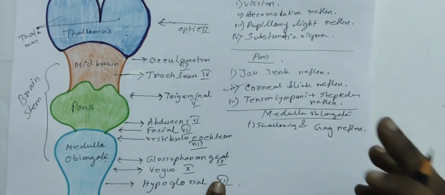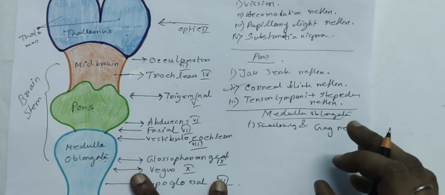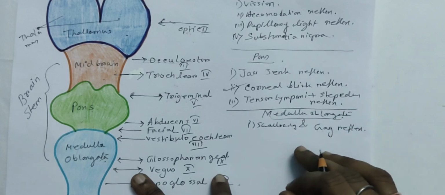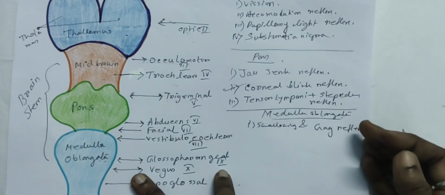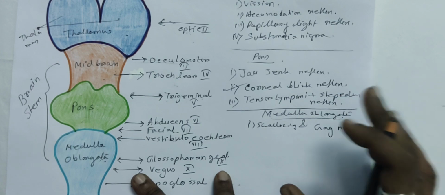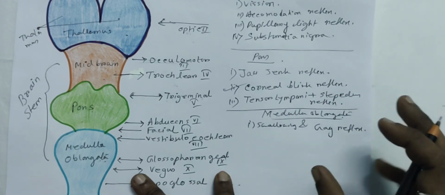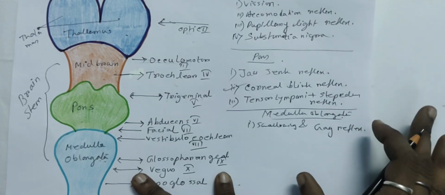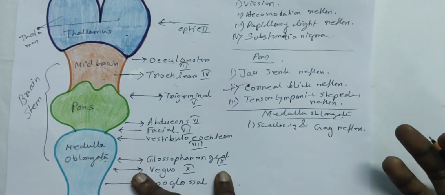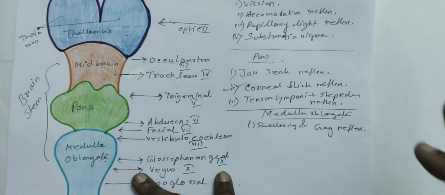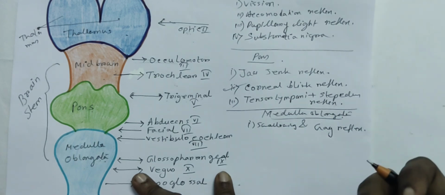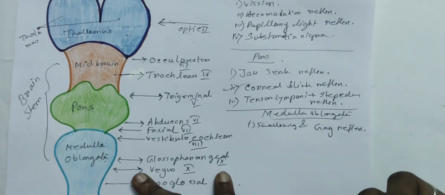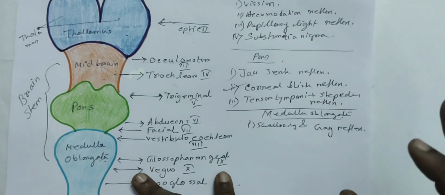The gag reflex is an involuntary reflex. Actually, we all know that medulla oblongata is associated with involuntary functions. So here, the gag reflex is an involuntary reflex that protects our throat and pharynx from foreign objects. It is a normal response of our body that prevents choking and swallowing of something unpleasant. Whatever is not pleasant, if we swallow that thing, our gag reflex protects us.